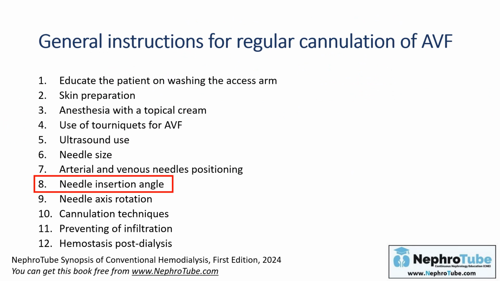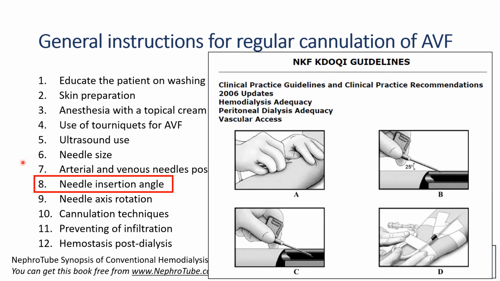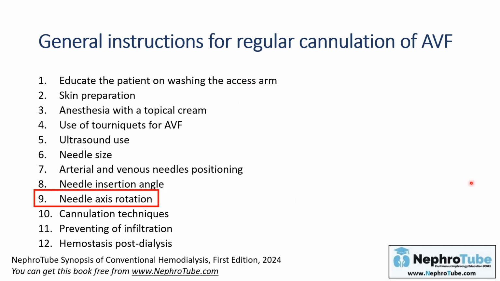Okay. The next point in regular cannulation is needle insertion angle. As mentioned by Kiduki 2006 regarding the fistula, it should be inserted with the bevel up, at an angle of 25 degrees. Then a needle axis rotation should be done. That is what I mentioned when I was talking about the back eye needle.